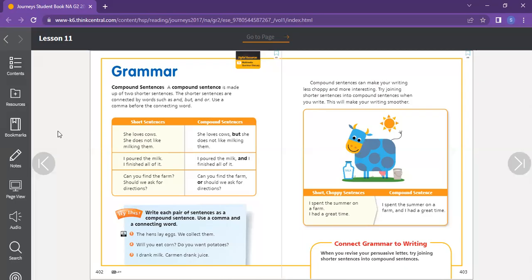conjunctions. Conjunctions are used to connect between two shorter or smaller sentences. And of course, we need to use a comma before them. Let's see those short sentences and how can we connect them together. She loves cows. She doesn't like milking them. What do you think? Here we're having the word and, which means plus or add. For example, I can say, I went to the club and my brother went to school. Okay?